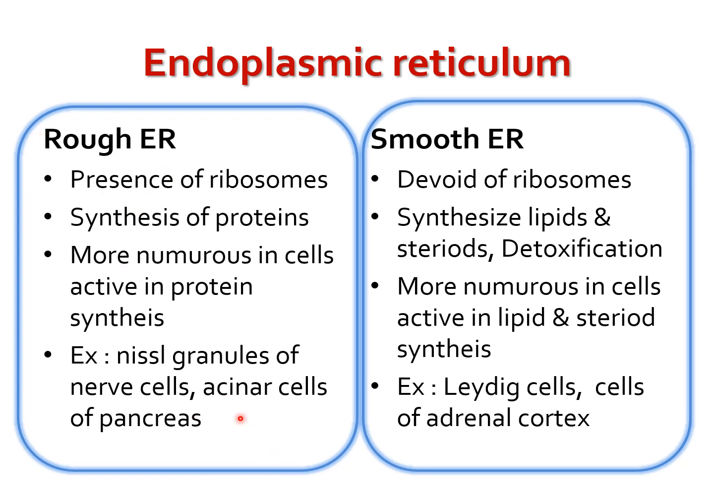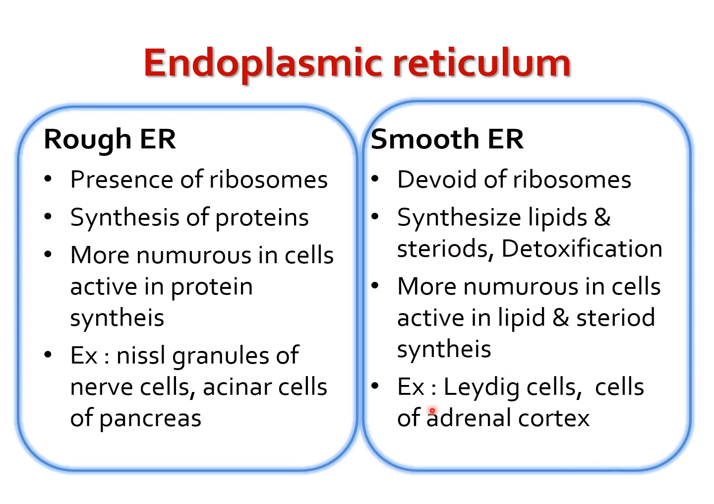Similarly, there is one more example: acinar cells of the pancreas. You all know the pancreas has an endocrine pancreas as well as an exocrine pancreas. The exocrine pancreas has acinar cells, which are mainly involved in pancreatic juice secretion, which has many enzymes involved in the digestion of proteins. Examples are enzymes like trypsinogen and chymotrypsinogen, which are also proteins. So acinar cells of the pancreas also contain more rough endoplasmic reticulum. These are the examples for rough endoplasmic reticulum.